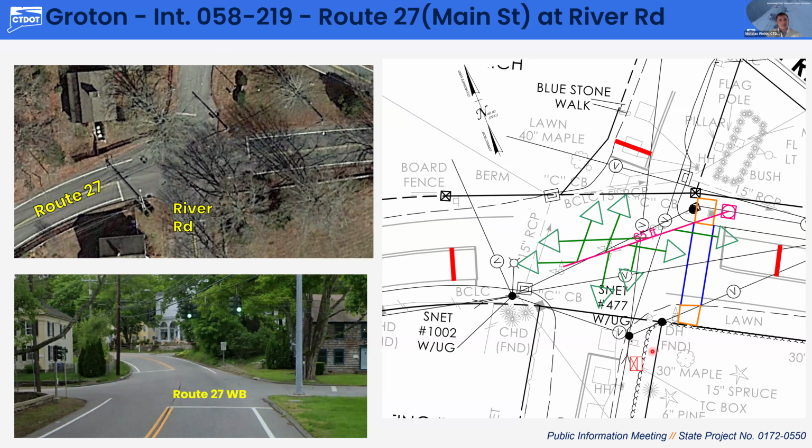So first location, this is in Groton. It's intersection 58-219, Route 27 at River Road. So we're proposing a mast arm foundation on the northeast corner. It's going to be getting all approaches. So no other corners are going to be getting any mast arms. We're proposing pedestrian facilities on the northeast corner and the southeast corner with a crosswalk on the east leg.